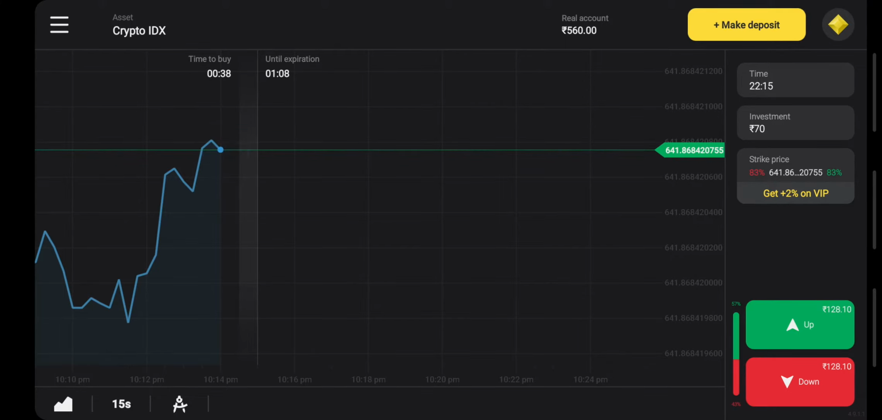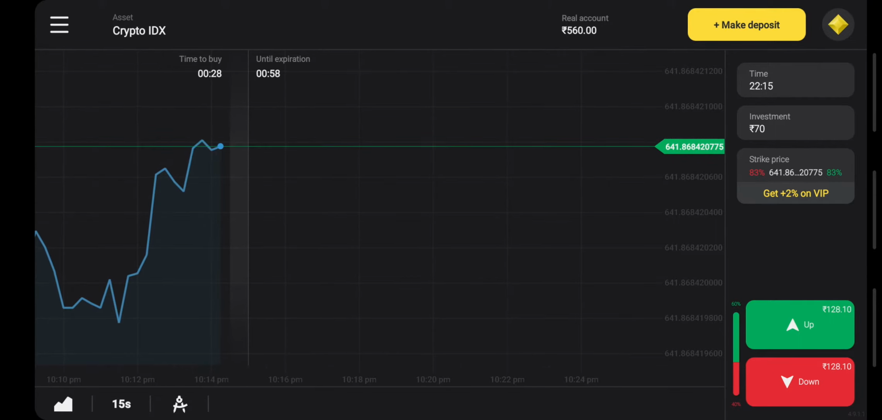To start with, I would strongly recommend all of you who don't have any idea of how to trade to use the demo account, practice over it, see how it works, and then go for trading with real money. This is the interface which you will get on both the demo account and the real account.